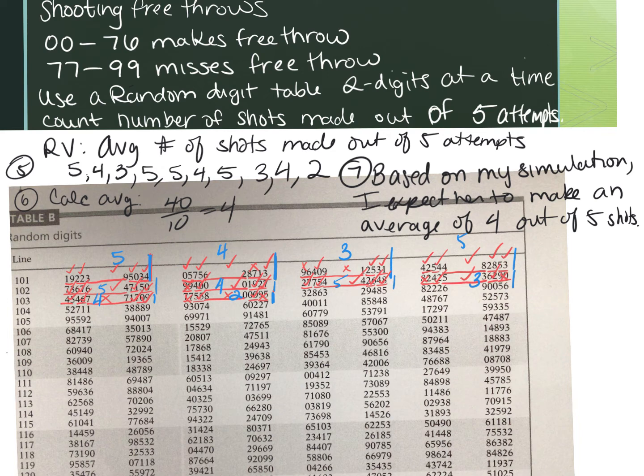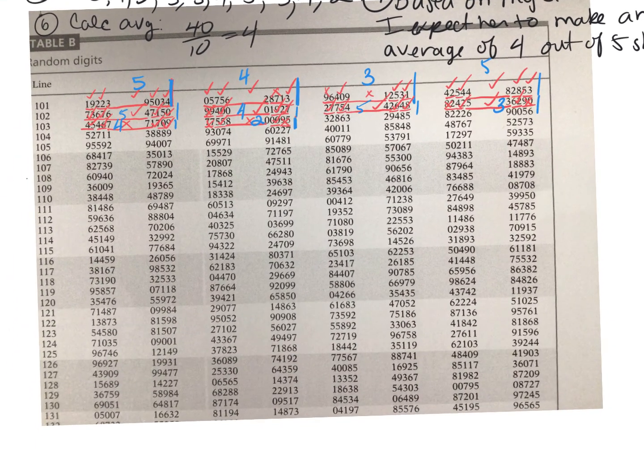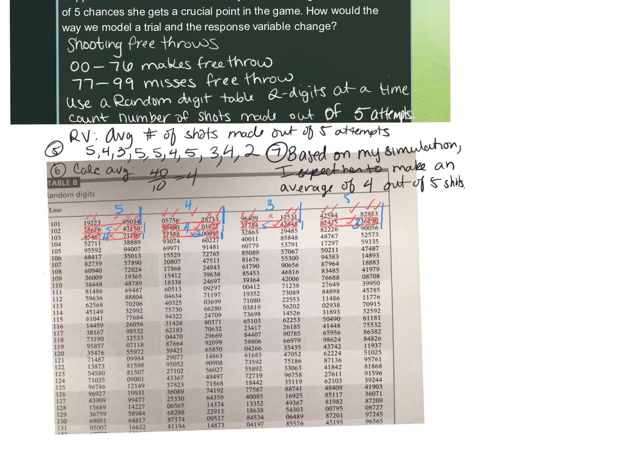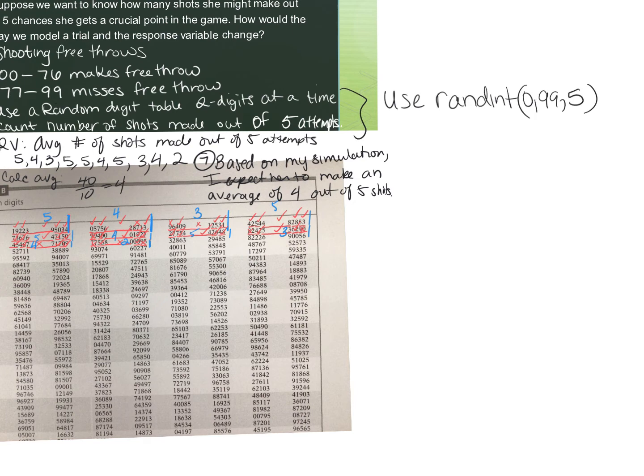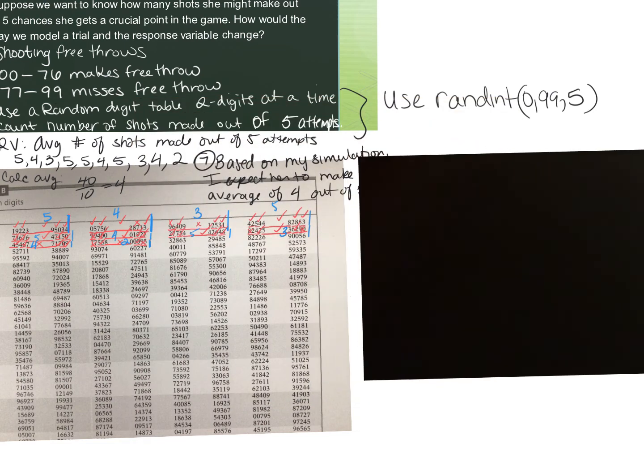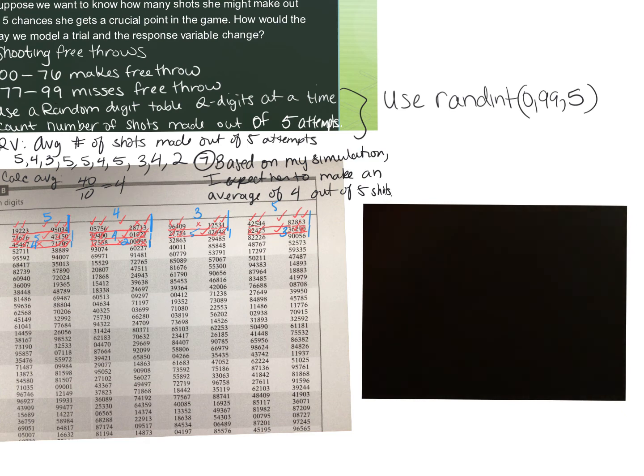Now, I want to show you the difference, how to do the same thing in the calculator, okay? So with the calculator, everything else is the same except instead of using a random digit table, we're going to use randint 0, 99, 5. Counting the number of shots, everything else stays the same. Okay?